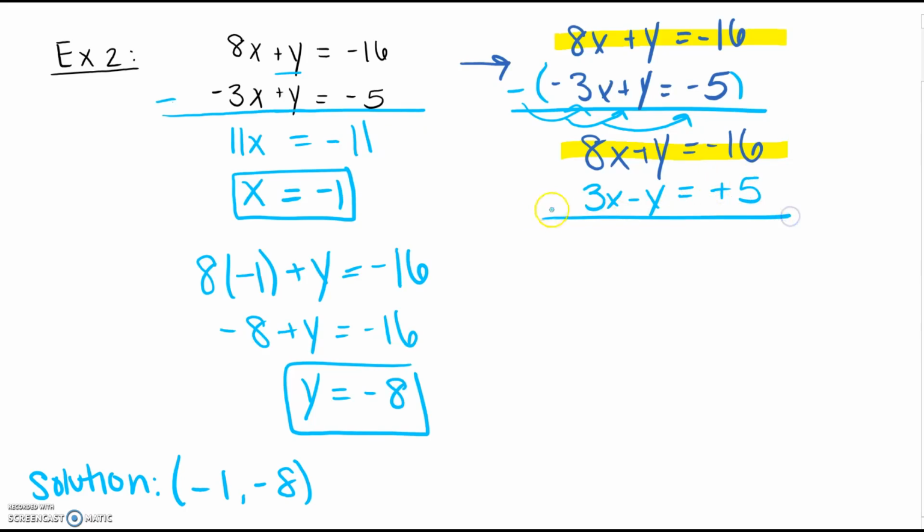Now all I have to do is add these two equations. 8 plus 3 is 11. Y plus negative y is 0. And then negative 16 plus 5 is negative 11. So you'll see it ends up simplifying to be the same thing, but just distributing it will help you from making silly mistakes.